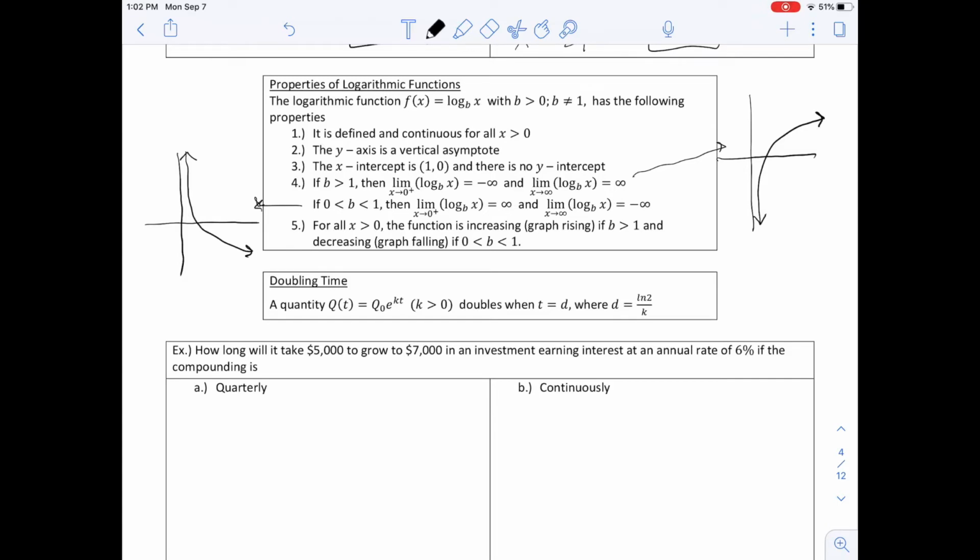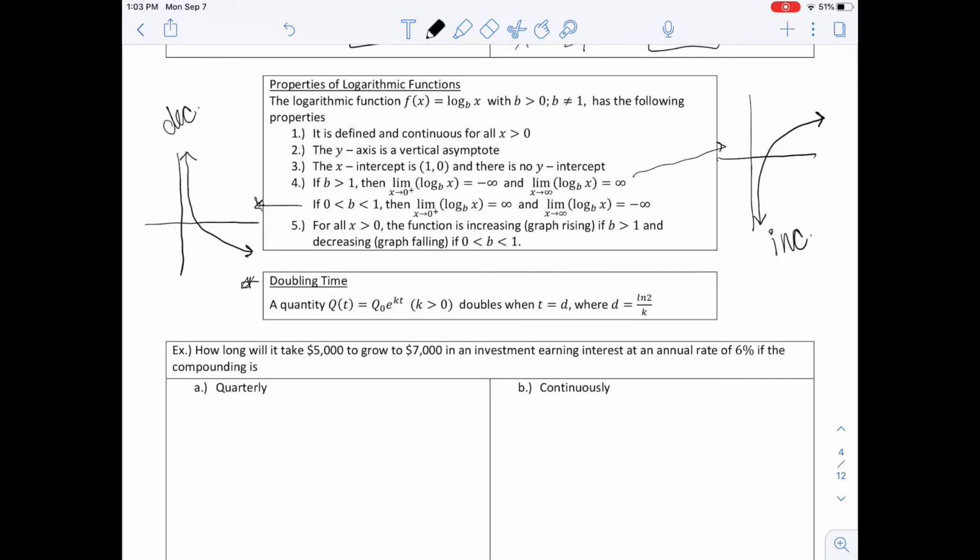Property 5 says for all x greater than 0, the function is increasing or rising if b is greater than 1, and decreasing if it's between 0 and 1. So this is an increasing function. And over here, this is decreasing, kind of going with what we saw before.